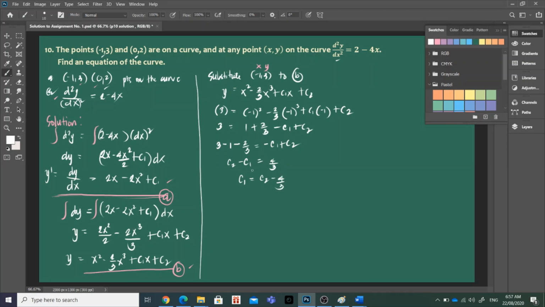So, pwedeng ito muna, tsaka na lang natin ayusin mamaya. Let's say this is our equation C. Ayan, ganyan na muna yan. Now, substitute natin yung pangalawang point ulit sa B. Ano yun? 0, 2. 2B again.